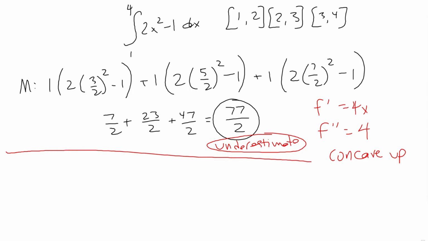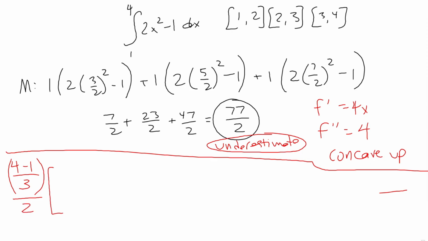And then lastly, we're going to do our trapezoidal approximation. Since we have equal subintervals, we can just use our formula. Our formula says b minus a over n. So that's the endpoints of our integral, 4 and 1. 4 minus 1 divided by the number of subintervals, which is 3. So b minus a over n, or sometimes we call that h, over 2 times our first y value. Right? So that's just 2 times 1 squared minus 1.